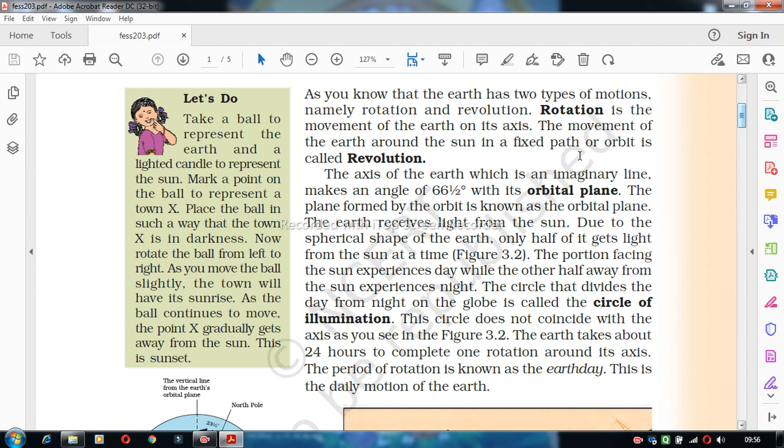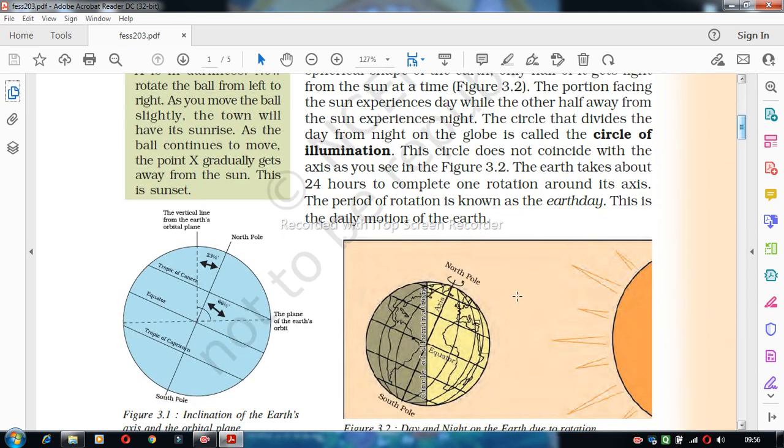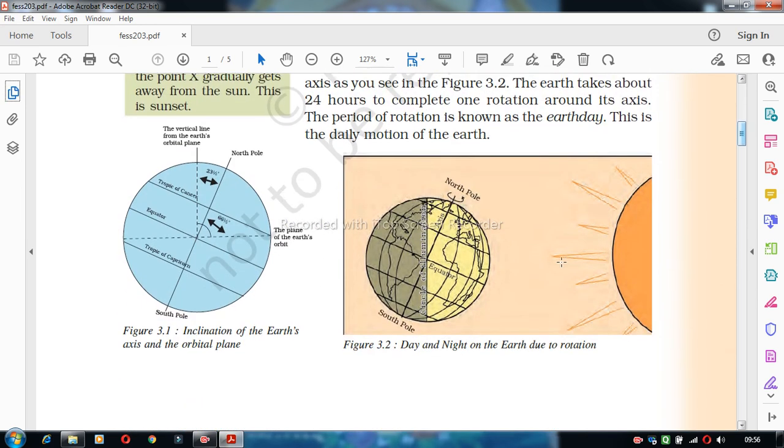Cadets, have attention here. We are talking about the orbital plane and the angle of it is 66.5. Next, the Earth receives light from the Sun. As we already know, Earth is a planet and the Sun is a star. Going to see figure number 3.2. So here we are seeing figure number 3.2.